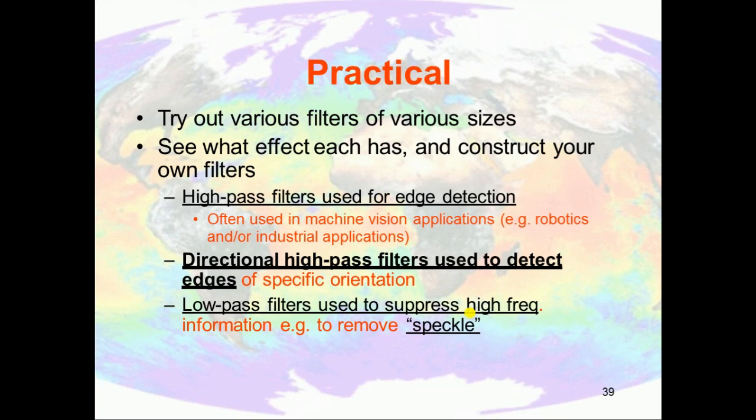High pass filters are generally used for edge detection. They are used in machine vision applications like robotics and automated vehicles. So this is very useful for automation purposes and for image identification as well.